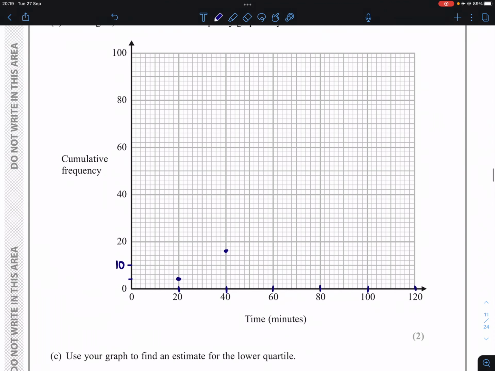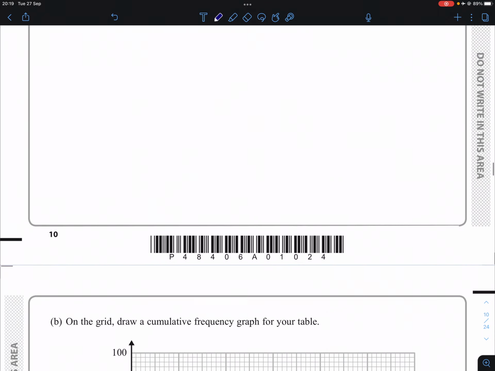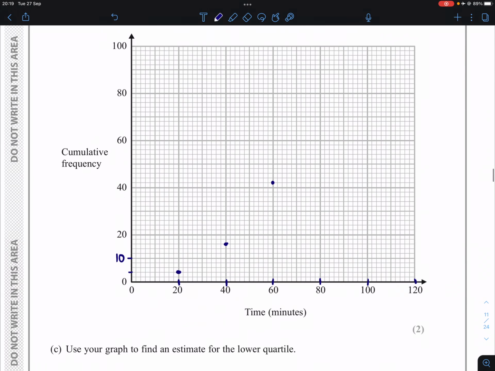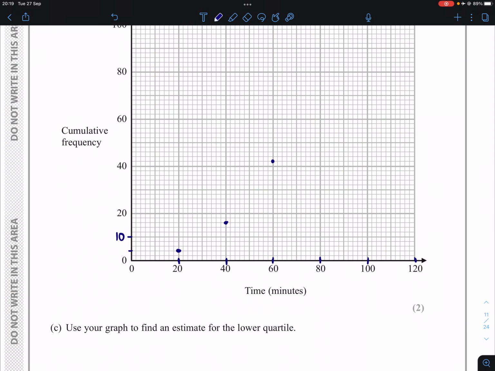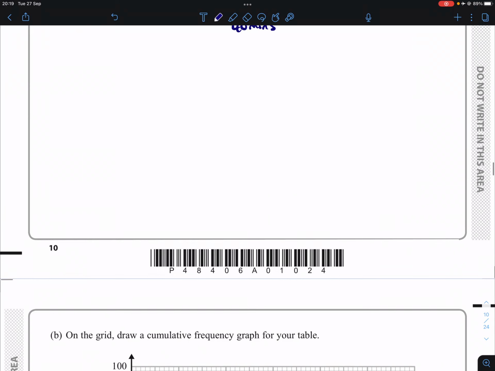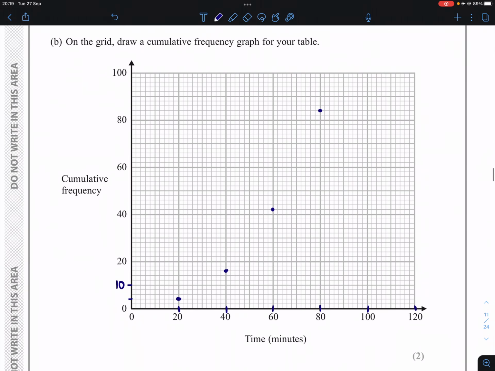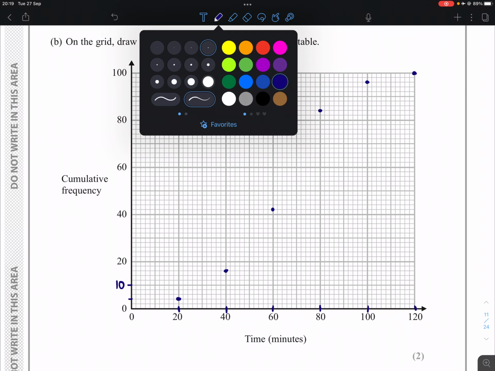60, 42, which is here. 80, 84, which is here. 100, 96, which is there. And then we have 120, 100. That is us plotted all the points, which will get us 1 mark.